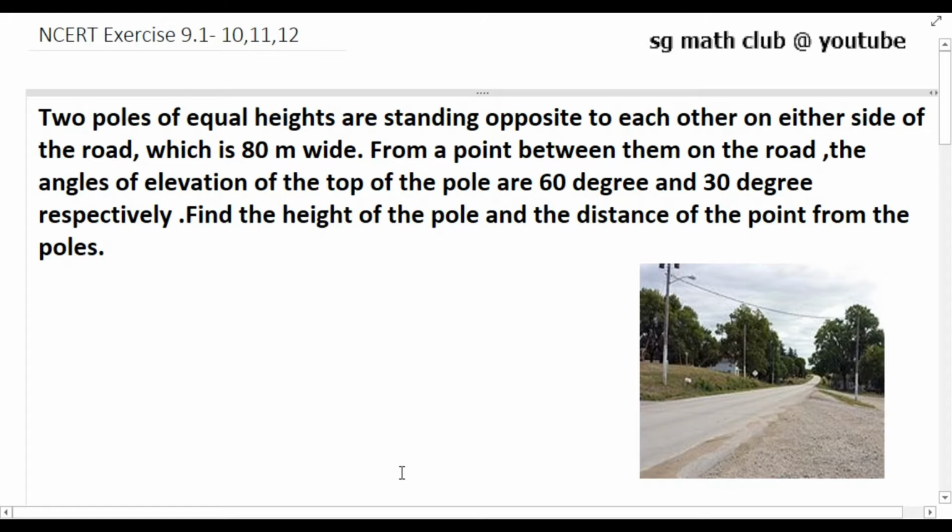Today's video, we will do some of the problems from the chapter Application of Trigonometry. So the first question goes like this.